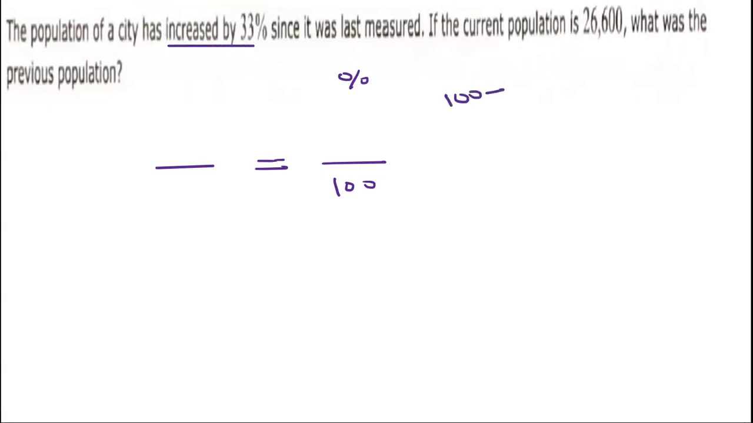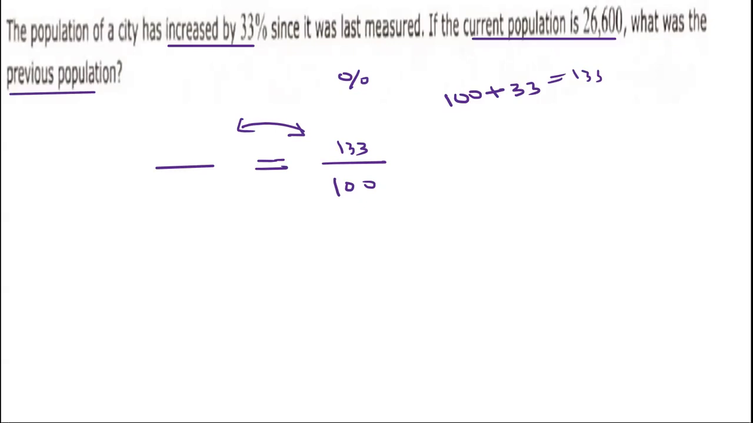So that means I'm going to do 100 plus 33. That gives me 133, so that's what I'm going to put right here. Now, this is the part that's tricky. It says if the current population is 26,600, what was the previous population? So what was the population before? This means the 26,600 is the increased. Increased by 33%, so it became 26,600. So what we're trying to figure out is what was the population before that.